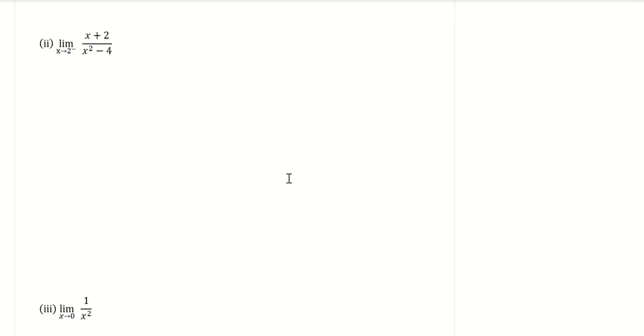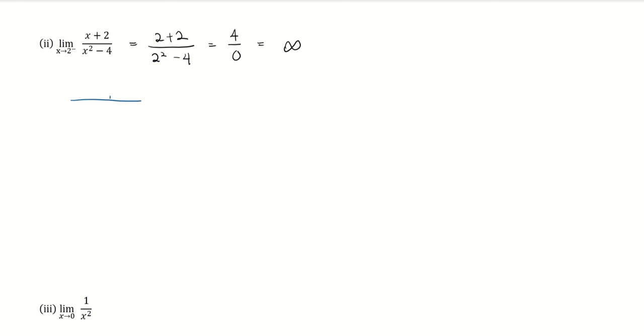Number 2, the limit as x approaches 2 from the left, only from the left. If we substitute, we're going to get 2 plus 2 over 2 squared minus 4. So what we get here is 4 over 0. 4 over 0 is infinity, but we still need to determine whether this is positive or negative infinity.